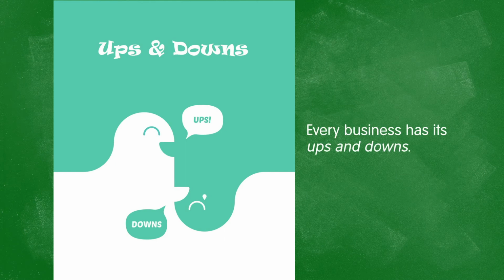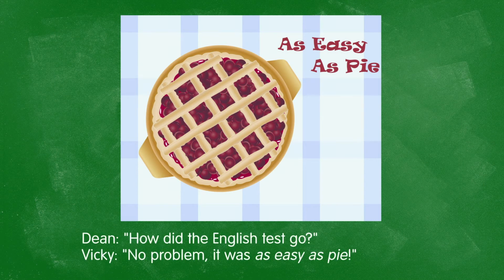And last but not least, some of the idioms that are based on similarity and comparison, for example, as easy as pie, are used to talk about something quite easy. For example, if I say, "How did the English test go?" you could tell me, "No problem, it was as easy as pie." You may also hear this idiom as easy as cake.